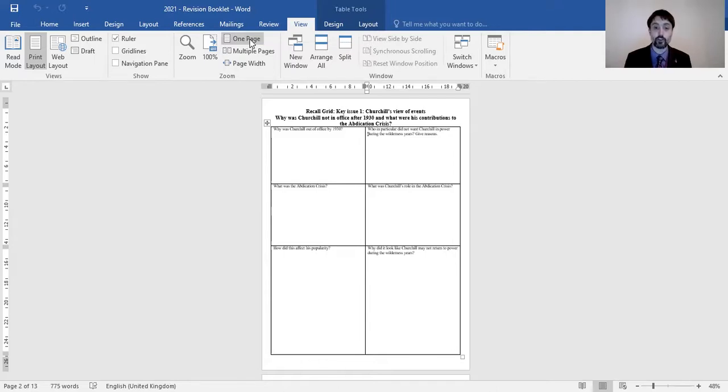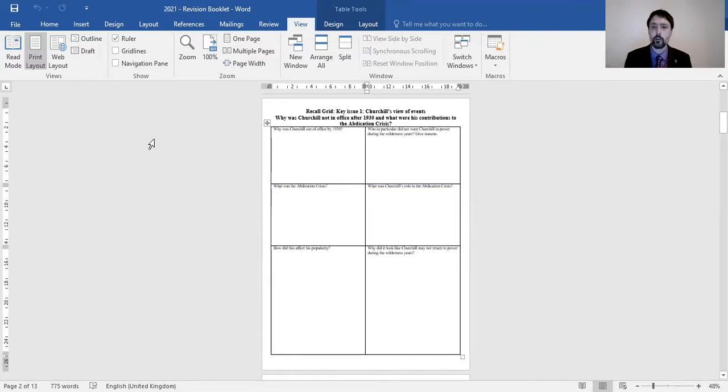There's a box there on why Churchill was out of office by 1930. You will notice, by the way, it is the smallest box of all of the boxes. The next box is the same, the smallest gap. There's a reason for that.